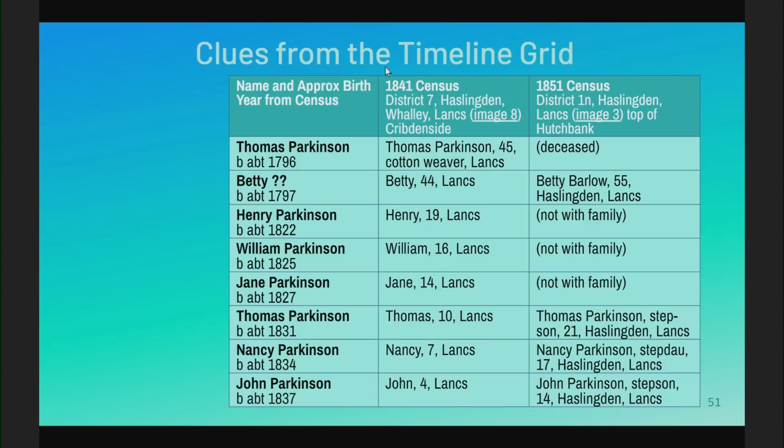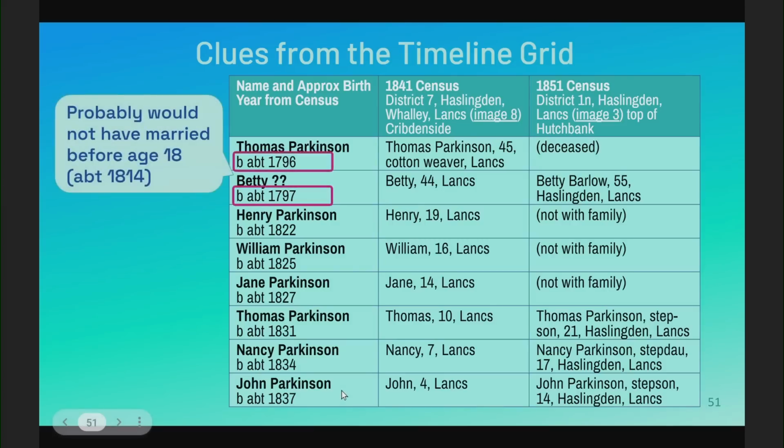So we've got the 1841 here and the 1851, and we've got all the family members listed in the far left column. So I want to look for a marriage record of Thomas to Betty because that should list her maiden name. So how do I know when to look?